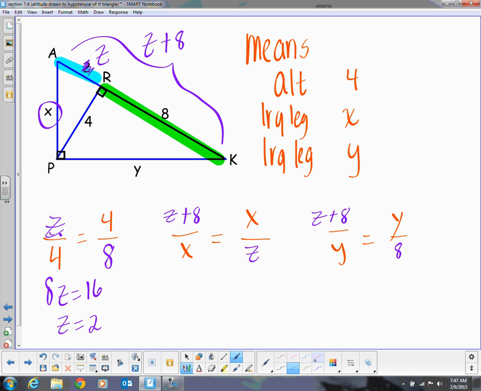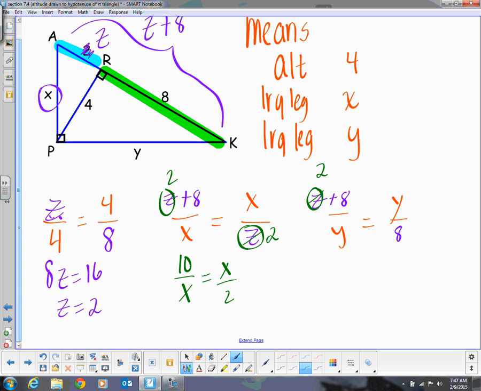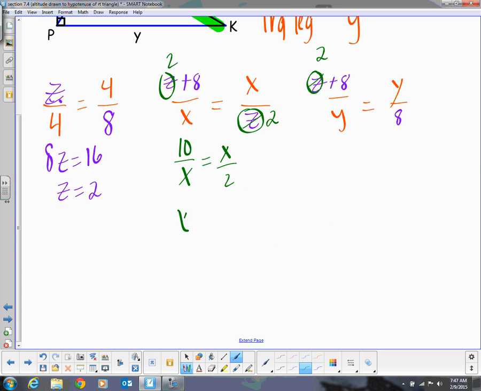So now if I come over here, I need Z. What do I put in its place? 2. What do I put in this Z's place? 2. What do I put in this Z's place? 2. So I'm going to have 10 over X is equal to X over 2. What do we do now? So we have X squared is equal to 10 times 2.